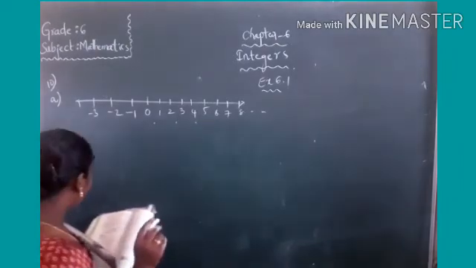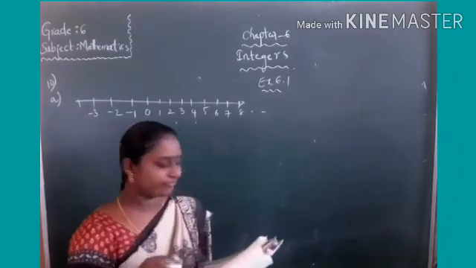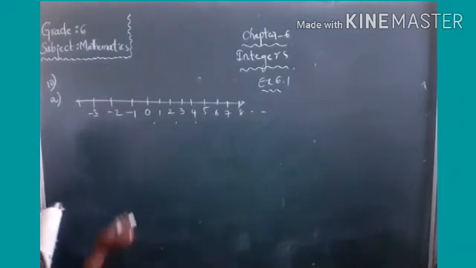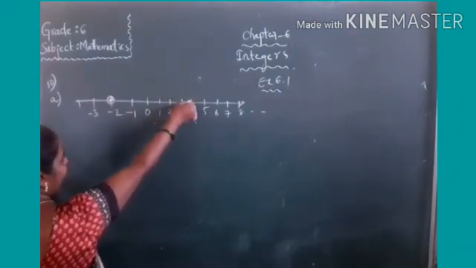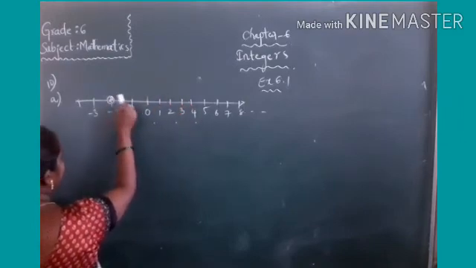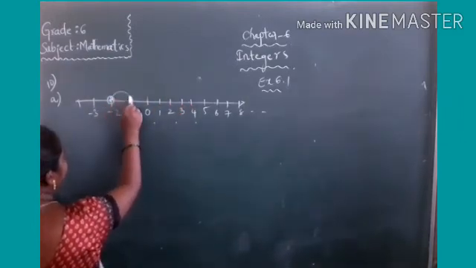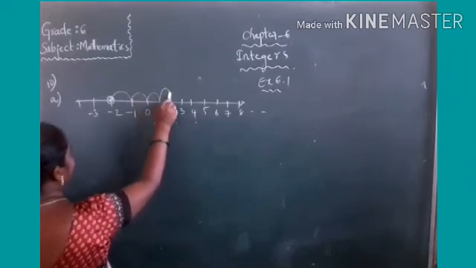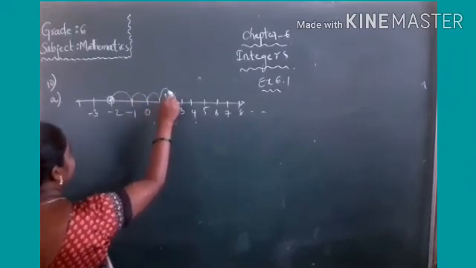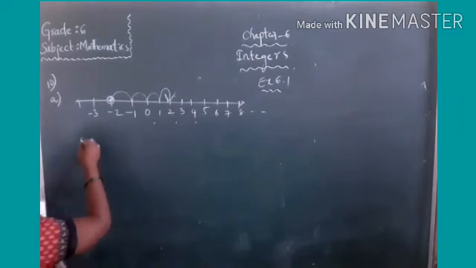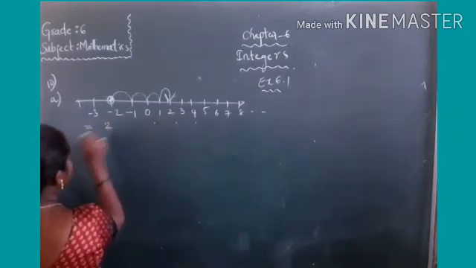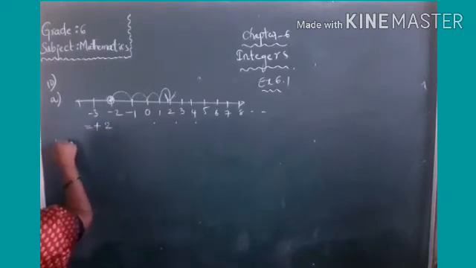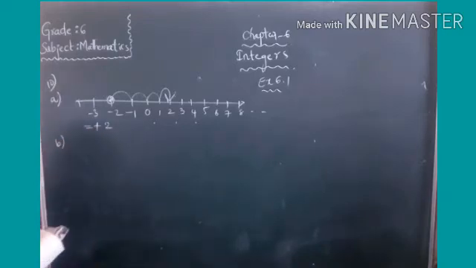Here in the question, which number will we reach if we move 4 numbers to the right of minus 2? So from minus 2 to the right side, 4 numbers: 1, 2, 3, 4. So you reached point 2. Now which number did you reach here? That is plus 2. Okay, next one.